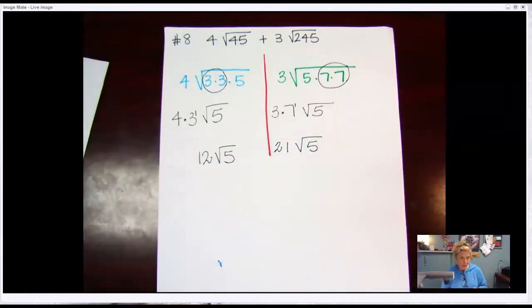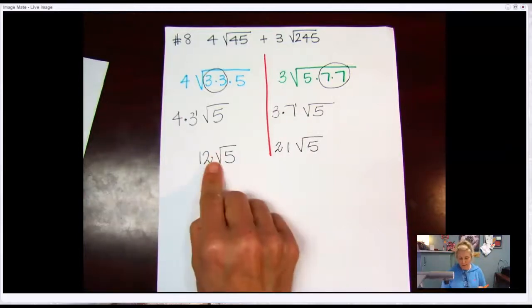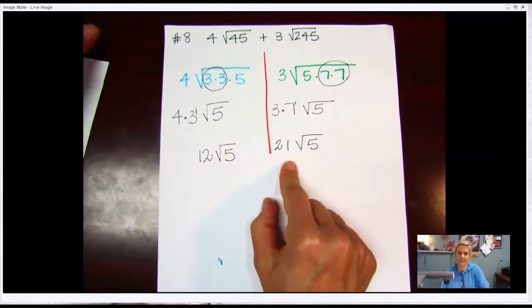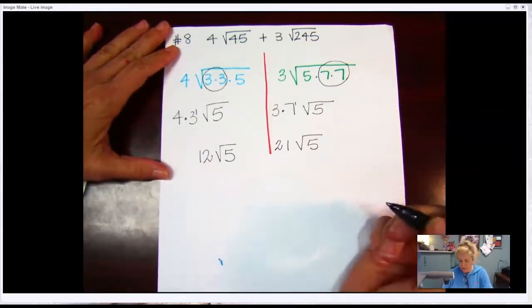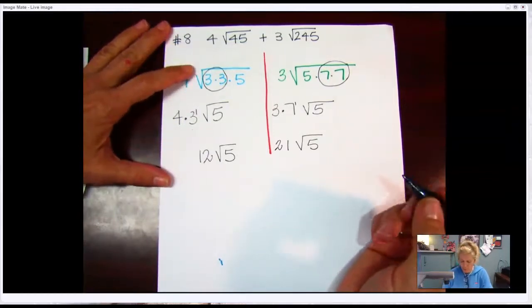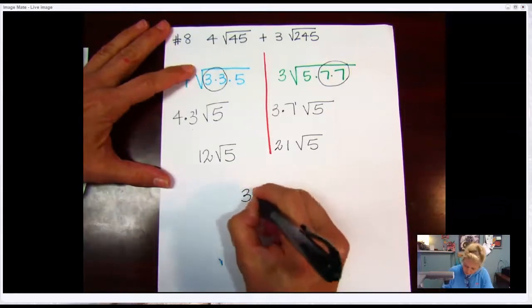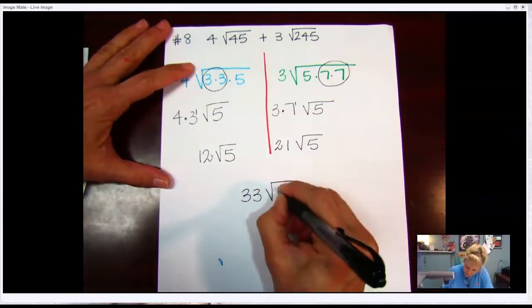So for my final answer, I have 12 positives here and I have 21 positives there. I'm just going to combine them all. So 12 plus 21 is going to be a total of 33 square roots of 5.